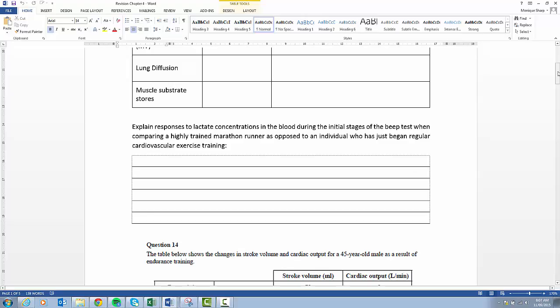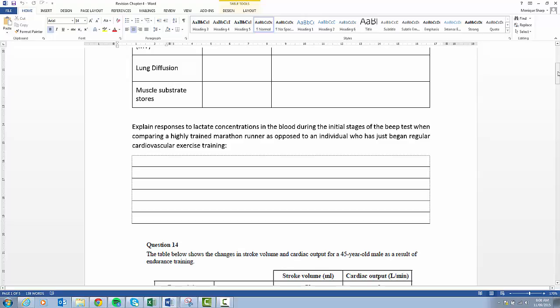What does it mean in response to the blood lactate concentrations? You don't understand what the question's asking? Why is it in relation to lactate concentrations in the blood? Think of it as lactate production. That's fine as well. Is it the word responses that you think is tripping you up? Responding to the lactate concentrations. Do you get what I mean? Yeah, I understand what you're saying.